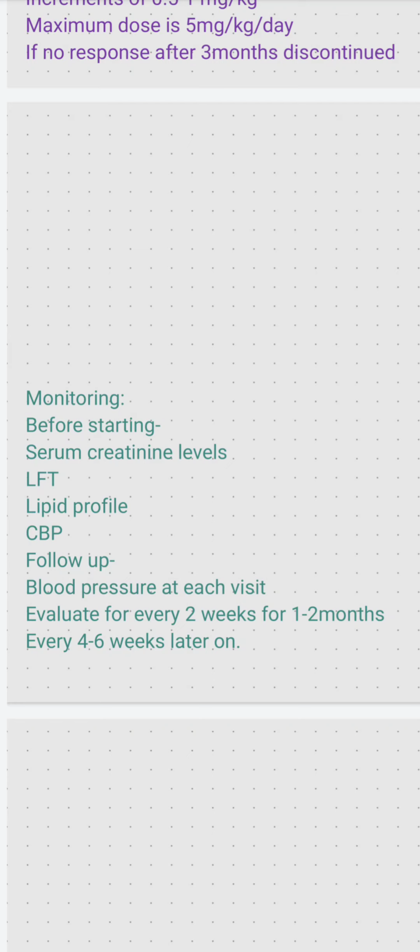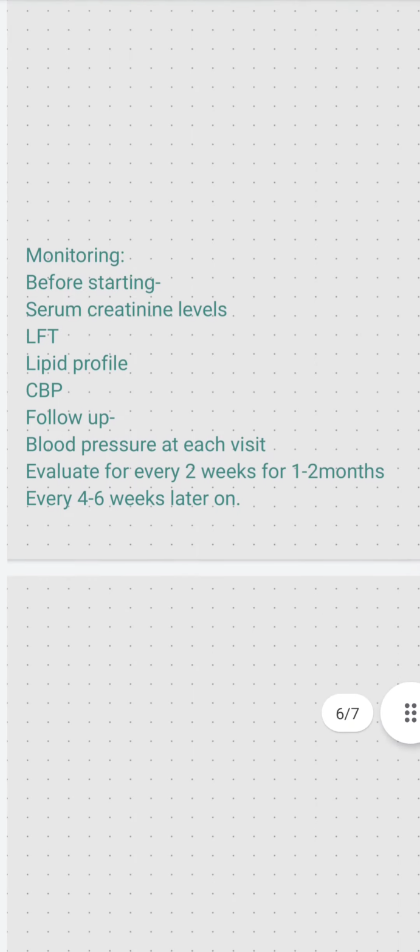So if the patient's creatinine rises by 30% from baseline, the dose is to be reduced. That is, dose tapering is required, and it should be maintained so for 1 month. In worst case scenarios, there might also be a need to stop the drug if the patient has a worsening in serum creatinine levels. However, it can be reintroduced if the creatinine value is within 10% of the baseline.